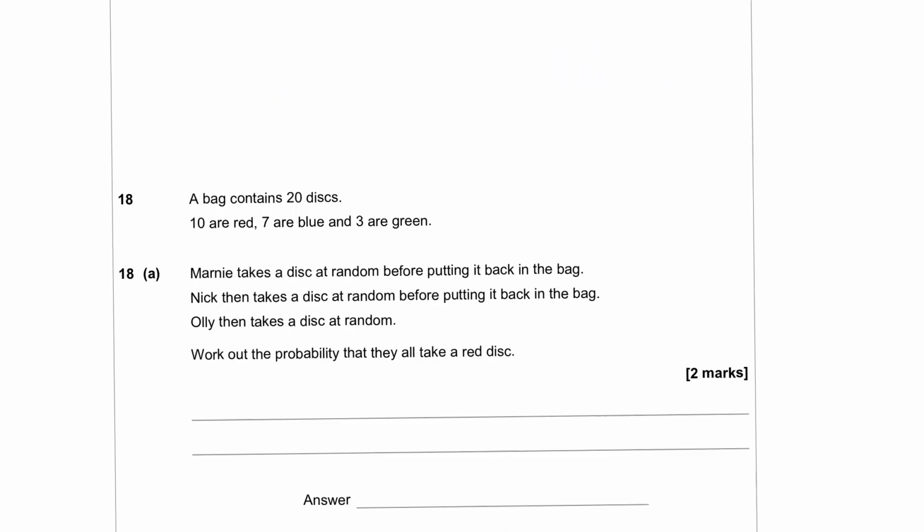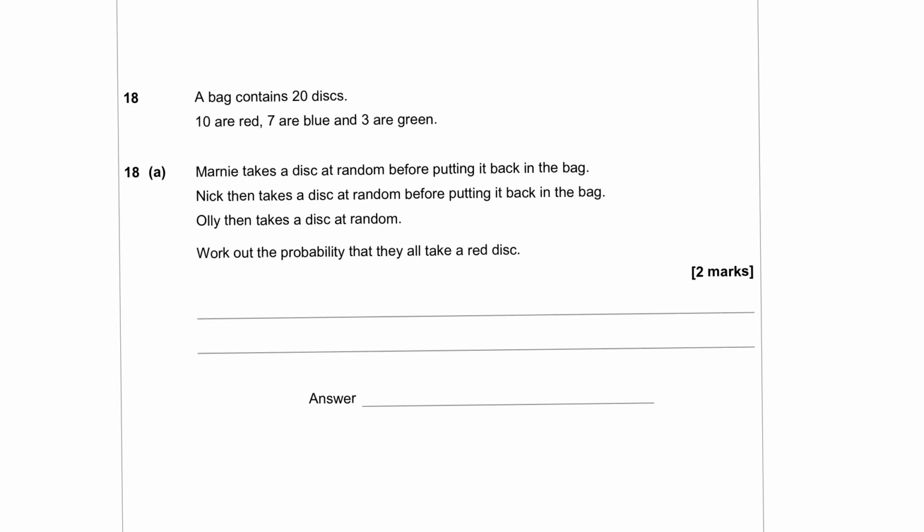So number 18 says a bag contains 20 discs. So you've got 10 red, 7 blue, and 3 green. So Marnie takes a disc at random before putting it back in the bag, and then Nick takes a disc at random before putting it back in the bag. And then Ollie takes a disc at random. So it wants us to work out the probability that they all take out a red disc.